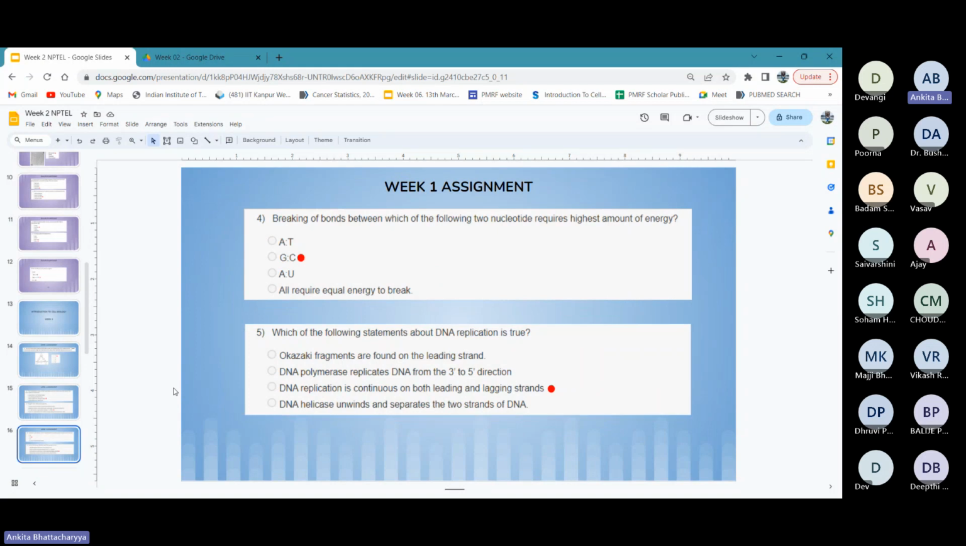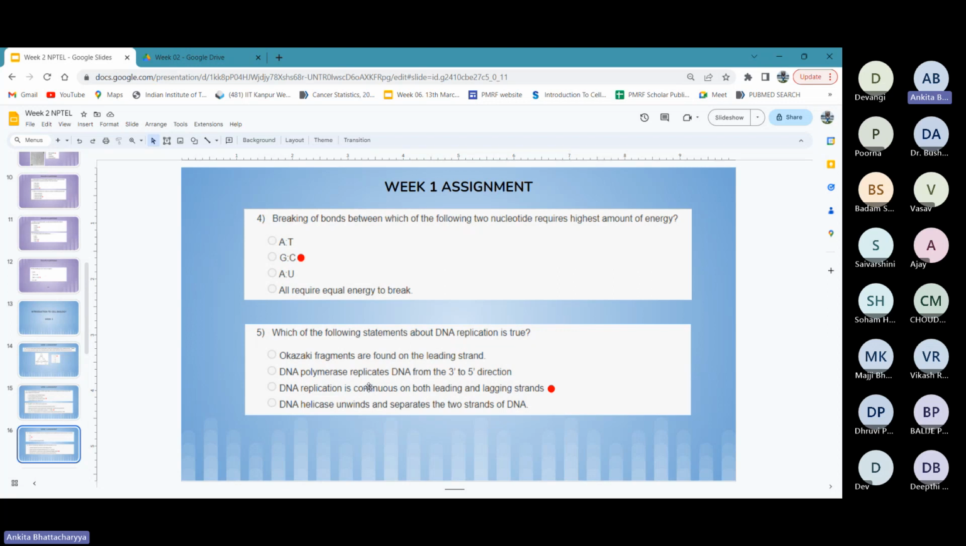1:1 ratio. Then the next question is that breaking of bonds between which of the following nucleotides requires the highest amount of energy. So we were asked about the highest, okay, so the highest amount of energy would certainly be required between two entities which have the maximum number of interactions, right? If we look at AT or AU, both of them are capable of forming double bonds with each other, whereas GC form three hydrogen bonds with each other, and therefore they require the maximum amount of energy to break the interactions between them.